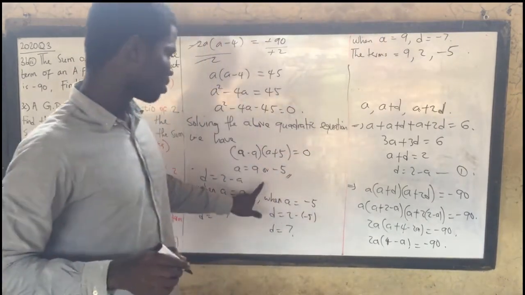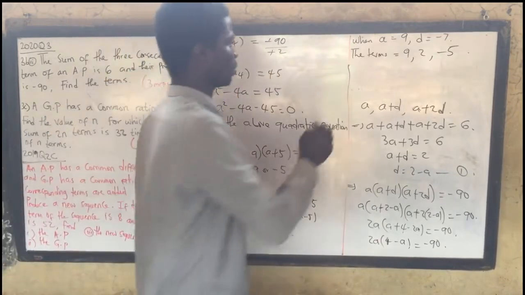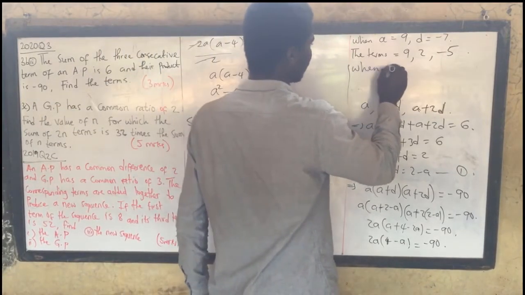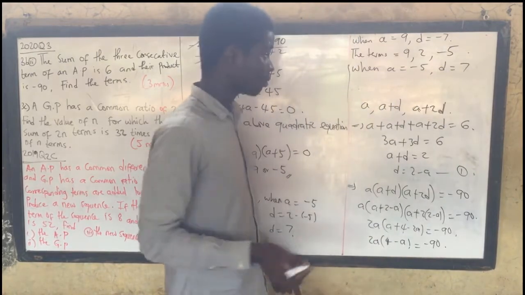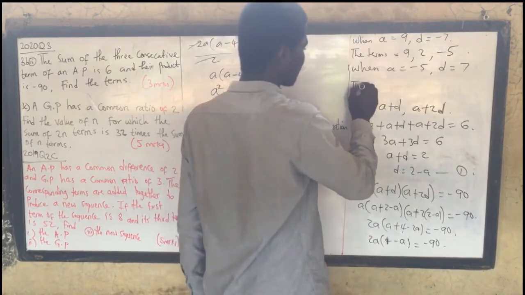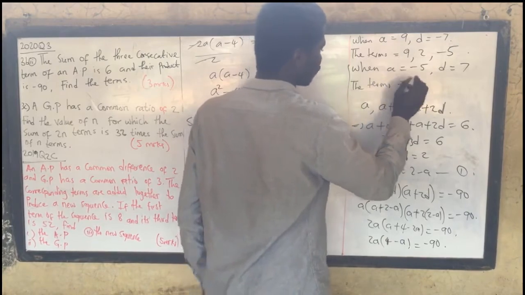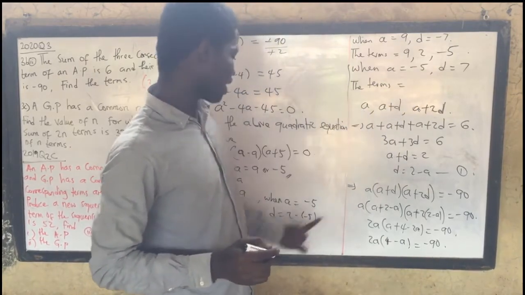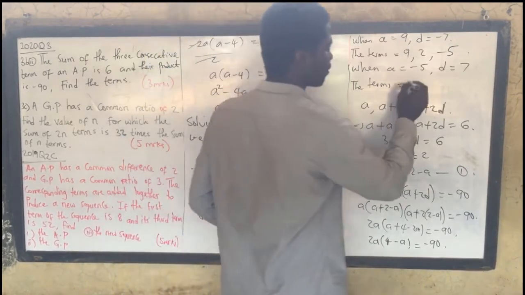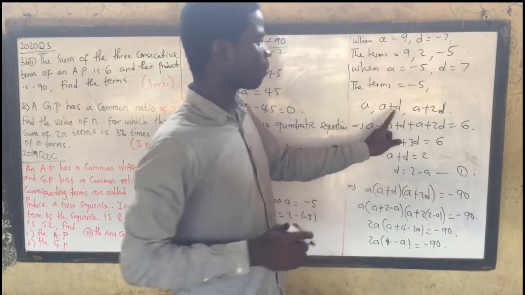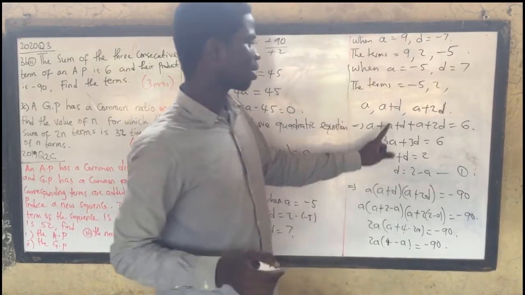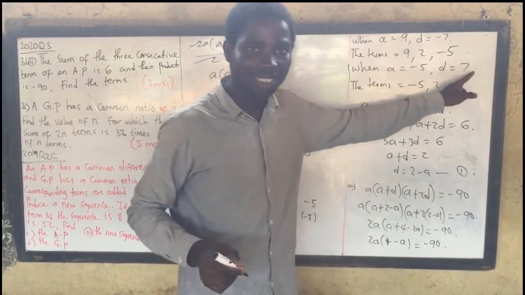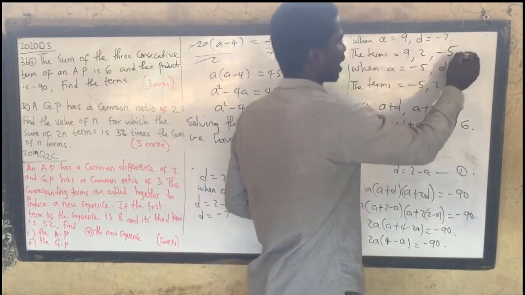Now, when a is minus 5 and d is 7, the terms will be, the first one, a is what? Minus 5. Then I have a plus d, that's minus 5 plus 7, that is 2. Then a plus 2d, minus 5 plus 14, that is 9. You can see that they are actually the same.